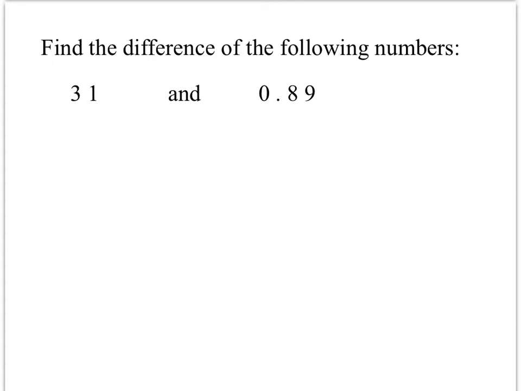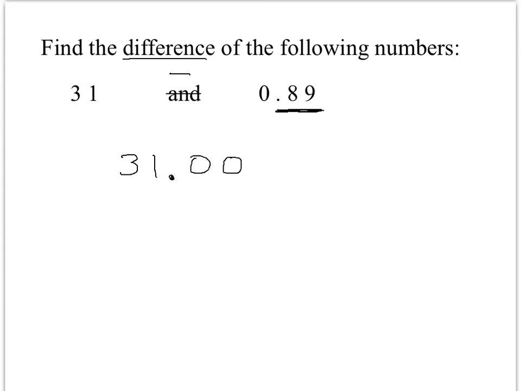This is going to be a little bit trickier. Again, we're going to find the difference, which, like we've said previously, simply means subtract 31 minus 0.89. Now, this is what gets several students from time to time. They look at that 31 and say, there is no decimal. Well, there is always a decimal in a number, whether I write it or not.